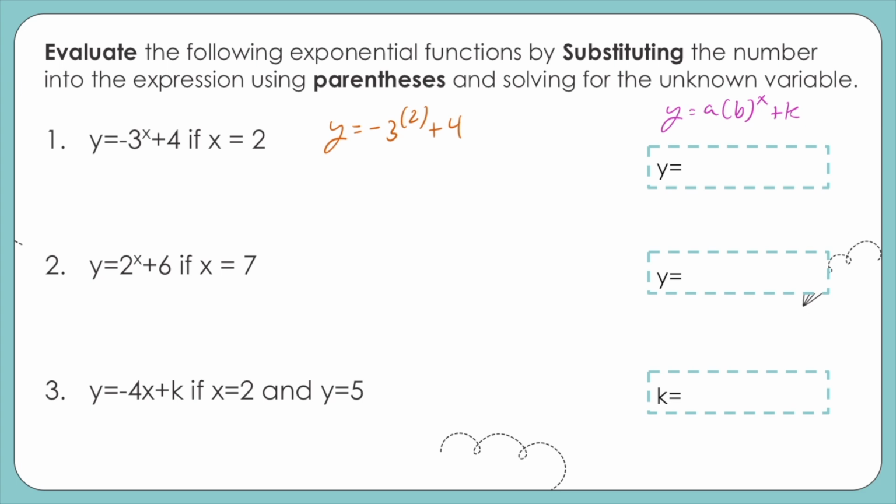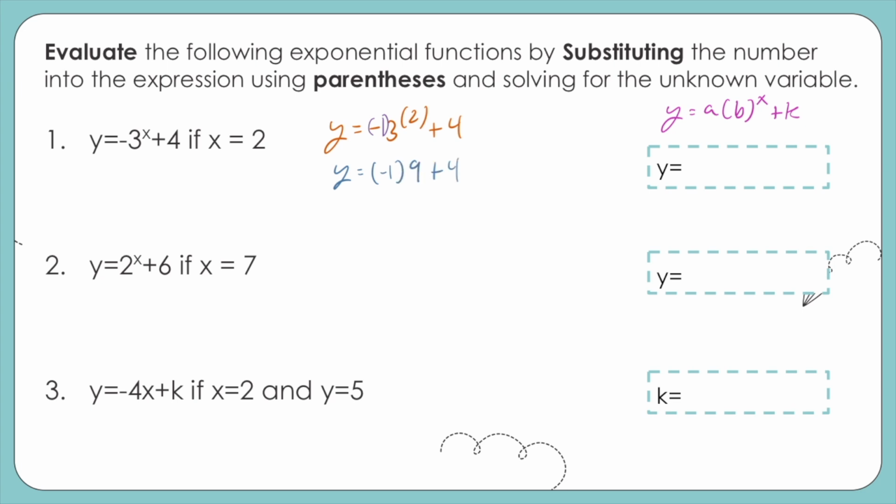Since I see just a negative sign, I should recognize that that means that a in this particular case is going to be negative 1. So I'm going to make sure that I put a negative 1 in there so I don't forget about it when I follow my order of operations, when I do my exponent first and then multiply afterwards. So I'm going to start with my exponent. 3 squared is going to be 9. So I'm going to end up with y equals negative 1 times positive 9 plus 4.